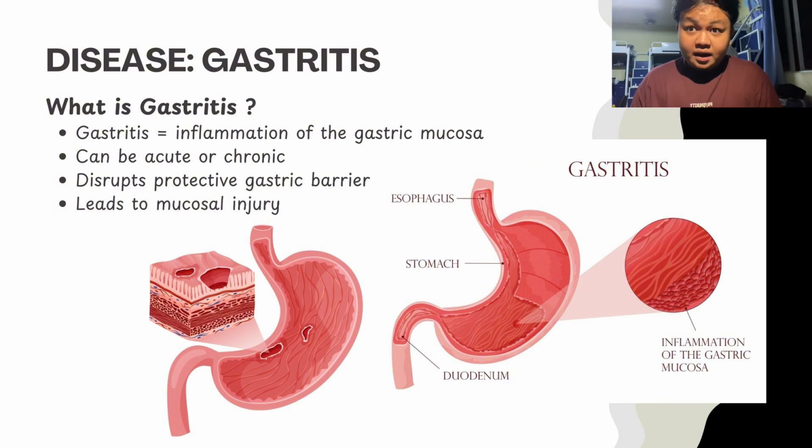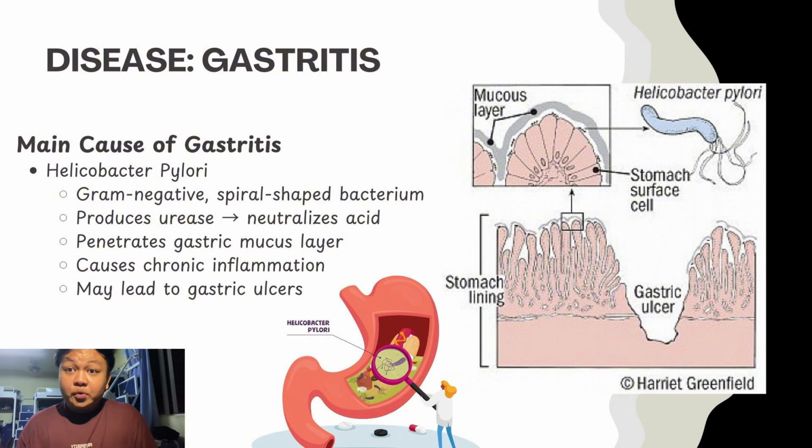Now I'm going to explain one of the main diseases in the stomach, which is gastritis. Alright, so what is gastritis? Gastritis is defined as inflammation of the gastric mucosa. It can be either acute or chronic and occurs when the protective gastric barrier is disrupted, leading to mucosal injury. Now we're gonna look at the main cause of gastritis, which is Helicobacter pylori.